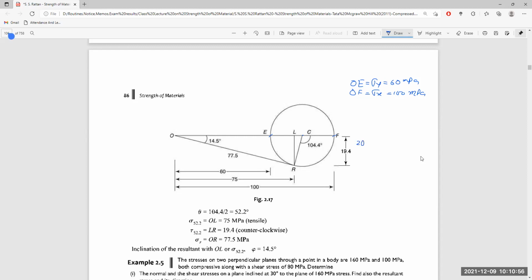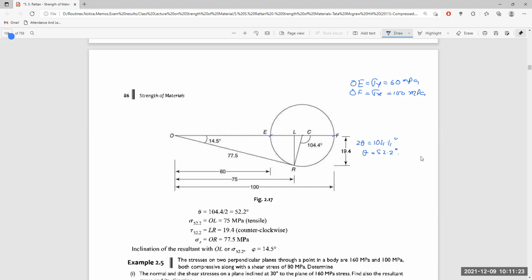So 2 theta will become 104.4 degree. As we know, we are plotting all this angle theta by multiplying by 2. So what is got from the Mohr circle is divided by 2 to get the actual angle. So theta is equal to 104.4 over 2, which is equal to 52.2 degree. This is the inclination of maximum force.